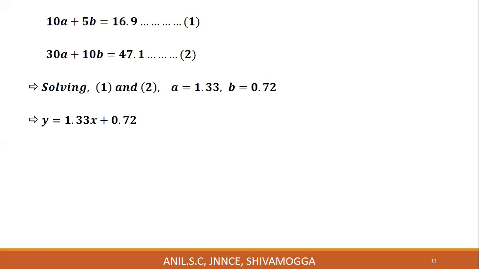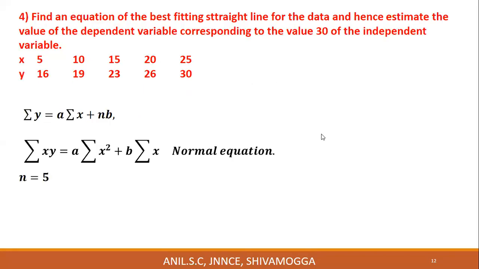Comparatively, this chapter is very small and very easy. Find an equation of the best fitting straight line for the data and hence estimate the value of the dependent variable corresponding to the value 30 of the independent variable.